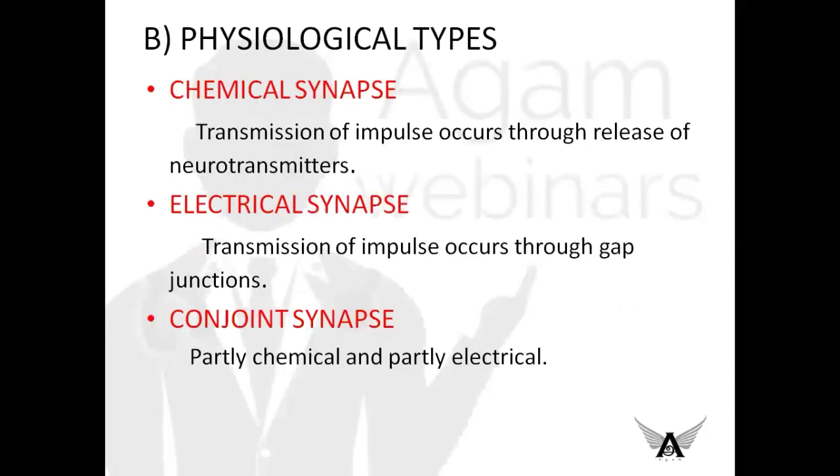Moving on to the physiological types, it has three types. The chemical synapse: here the impulse transmission is through release of neurotransmitters. And the electrical synapse: the adjacent cells are connected through gap junctions which allow the movement of ions, and impulse transmission takes place through the movement of ions. The last type is the conjoined type, which is partly chemical and partly electrical.